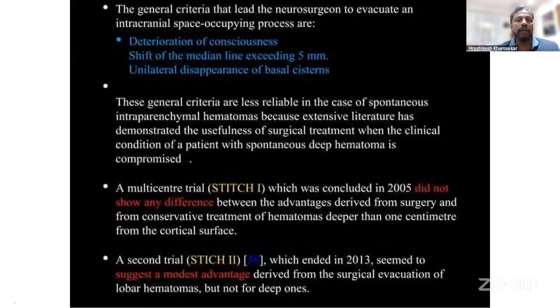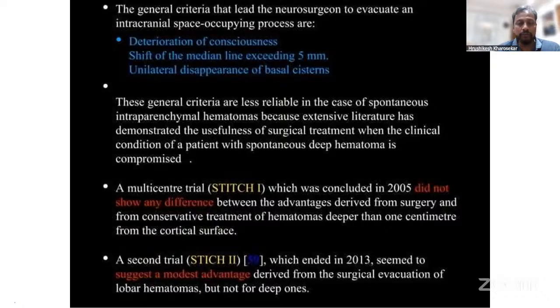So usual criteria for a neurosurgeon to evacuate an intracranial hematoma is deterioration in consciousness, midline shift more than maybe 5 to 8 mm, unilateral disappearance of basal cisterns. So these are the usual criteria which a neurosurgeon follows.